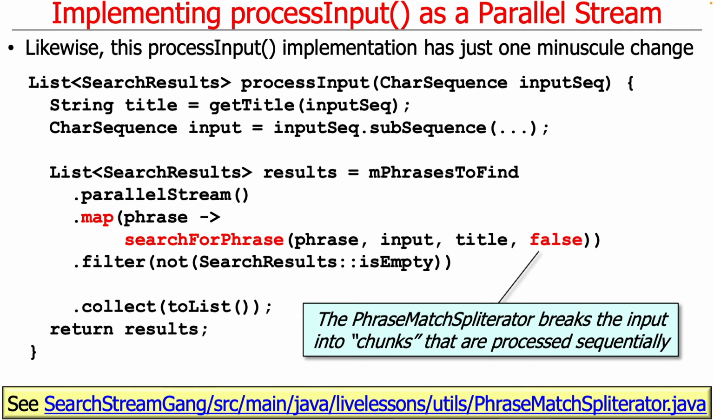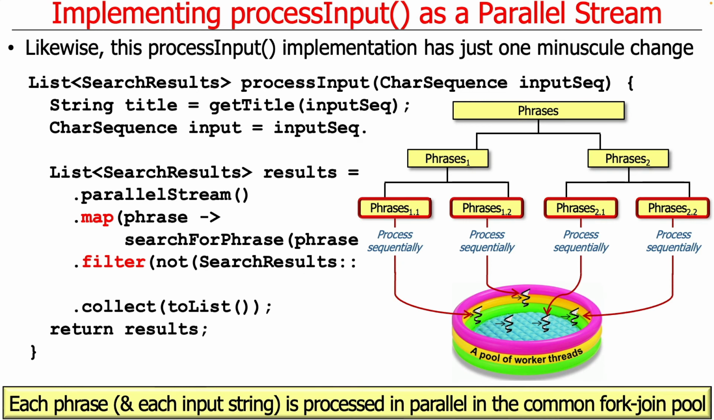And I will defer that discussion until later because it's outside the scope of this talk. But basically, if you put in false, it'll make a sequential search in parallel. But if you put in true, it'll do a parallel search in parallel, which is very cool. We'll talk about that later. At any rate, we go and look up the phrase. That's going to return a search results object. And then we filter this to get rid of things that are not there. But the thing to note is that all this stuff also runs in parallel in the common fork-join pool.